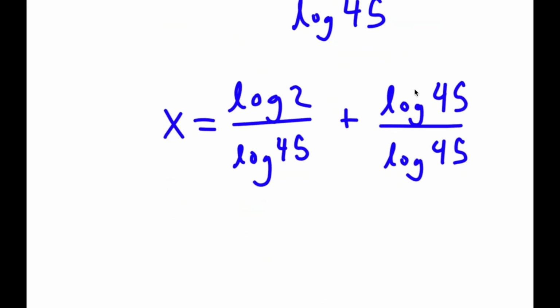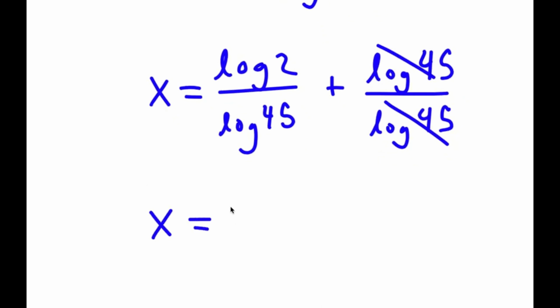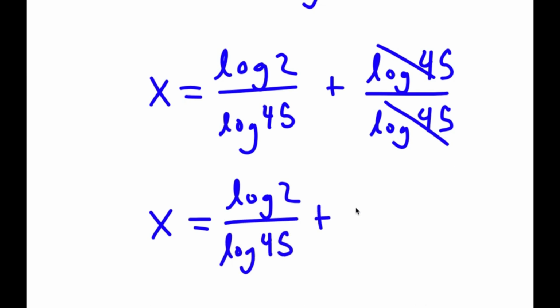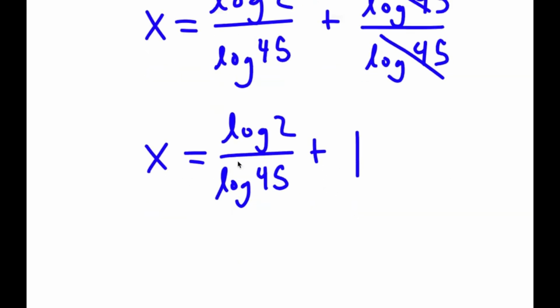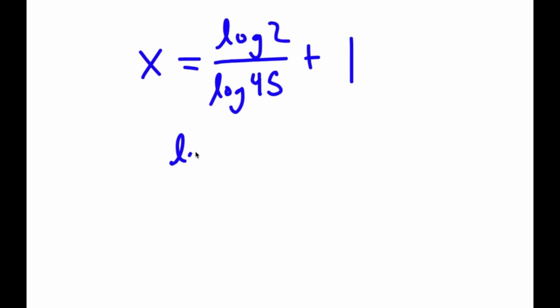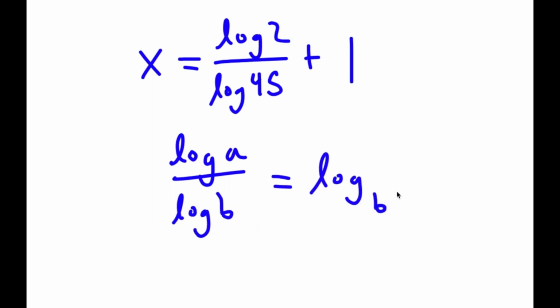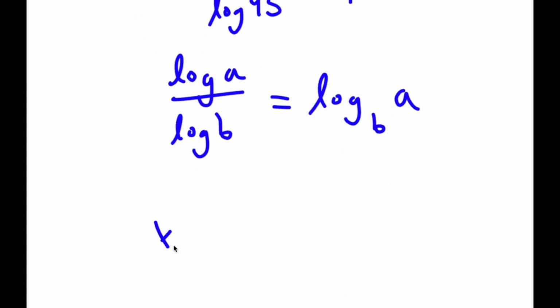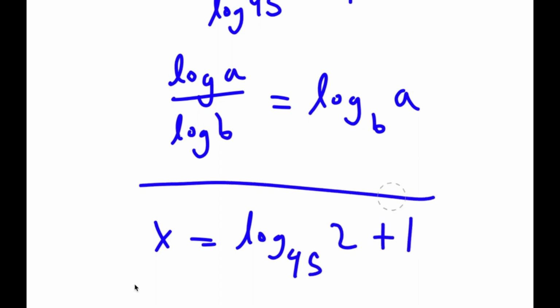And now log 45 and log 45, these two cancel out. So now I have x is equal to log 2 over log 45 plus 1. And if I have something in the form log a over log b, I can write this as log base b of a. So log 2 over log 45, that's the same thing as log base 45 of 2, and I have this plus 1.